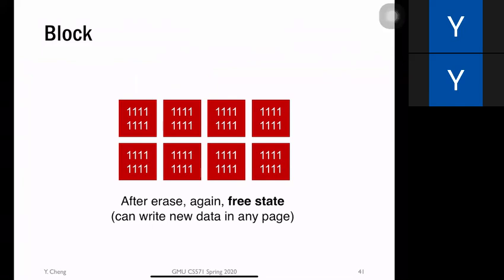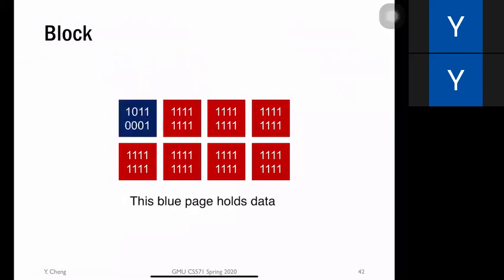And after erase, again, it holds all free state. It flips all the data, erases all the data away. So right now it can accept a new program again. So right now, again, there's a new program operation hitting the very first flash page within this particular flash block.